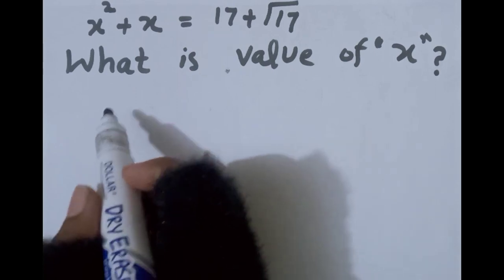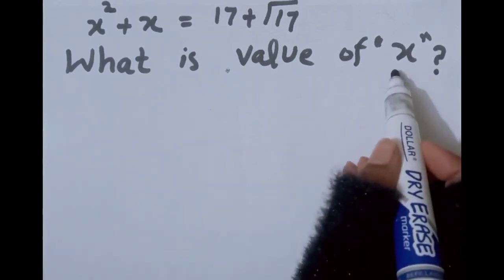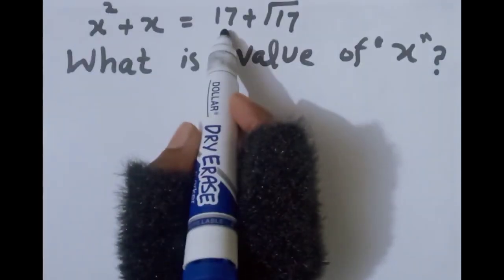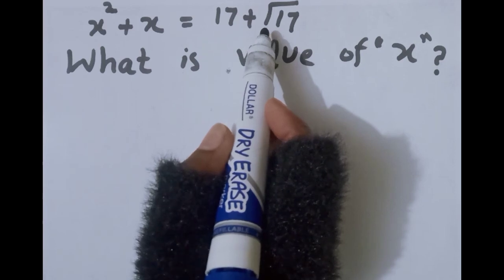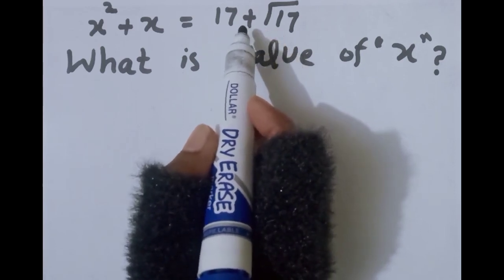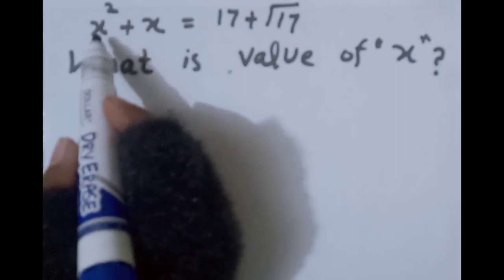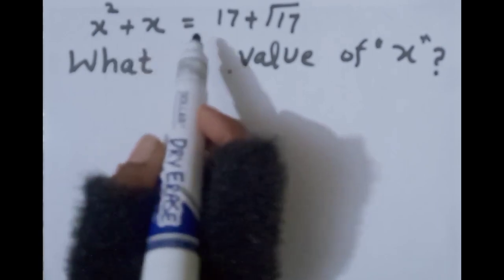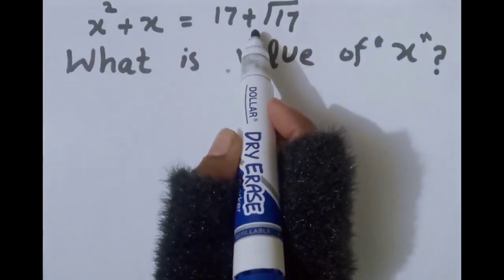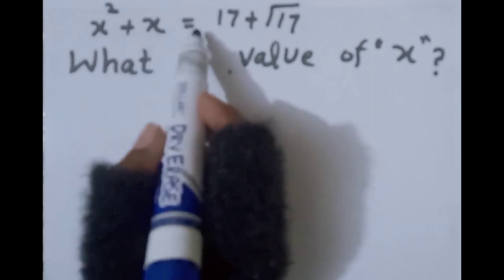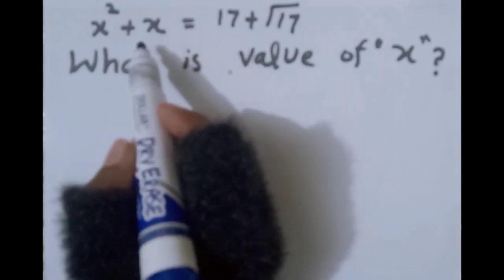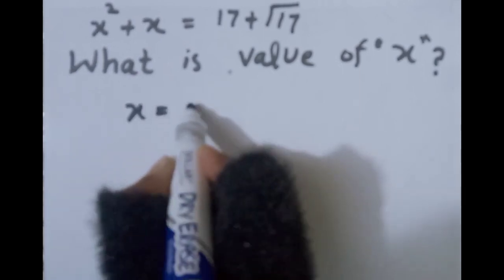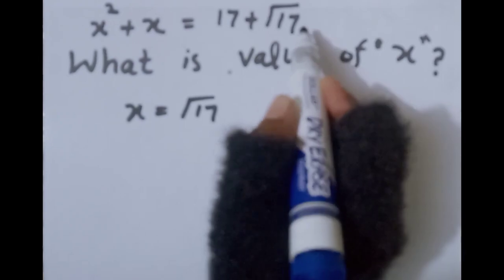In this question, we find the value of x. The question is x square plus x is equal to 17 plus square root of 17. We just find the value of x. Now look at the left hand side of this equation. If we substitute x is equal to under root of 17, then right hand side and left hand side both equal.